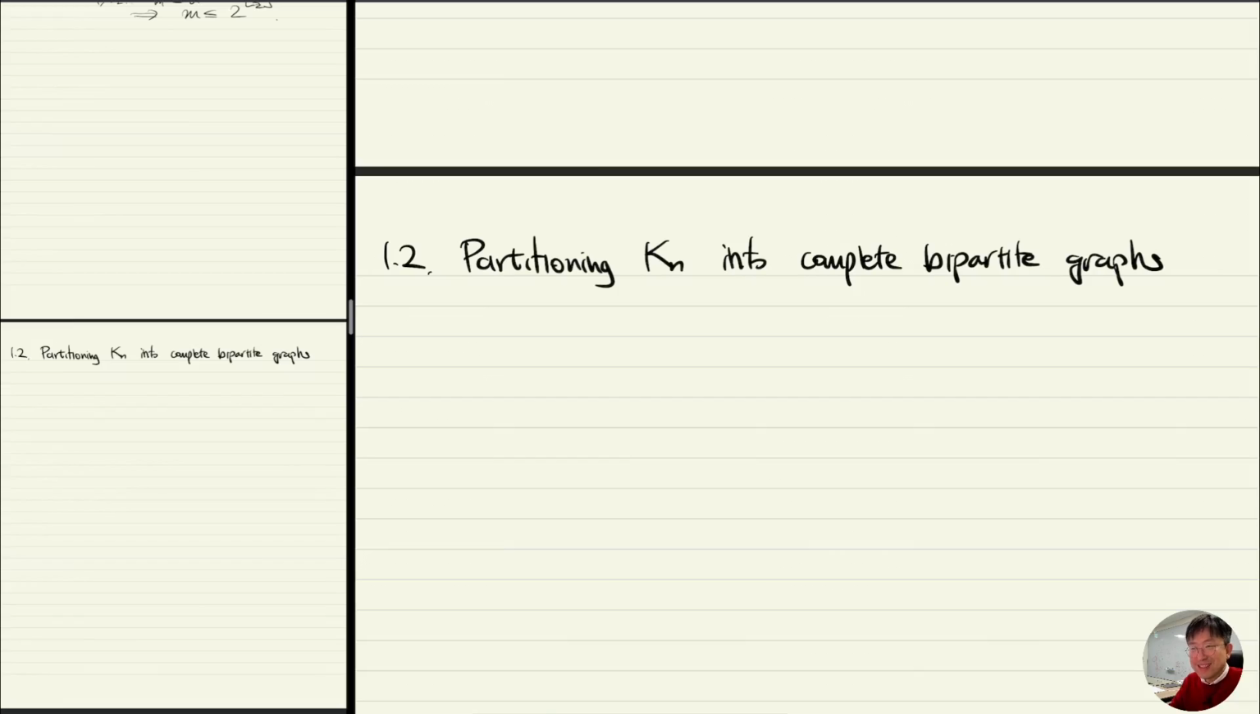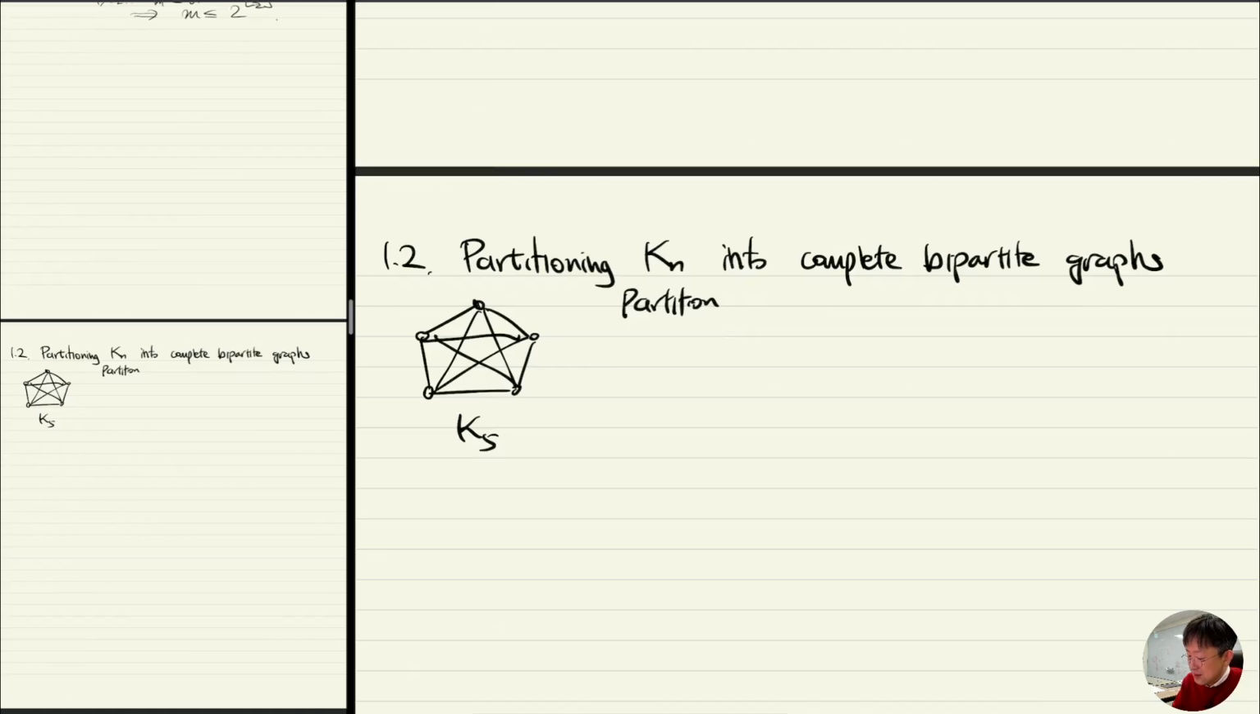Right, our next example is about the problem of partitioning the complete graphs into complete bipartite graphs. So let me give you an example. Complete graphs are graphs where every pair of vertices are adjacent. So this is an example of a complete graph on 5 vertices, which we write as K5. Now, how can I partition the edge set?